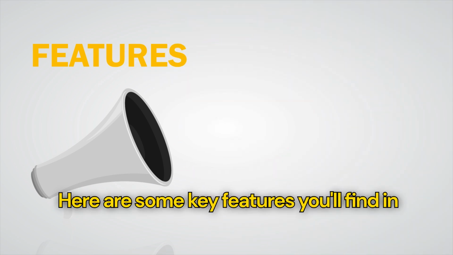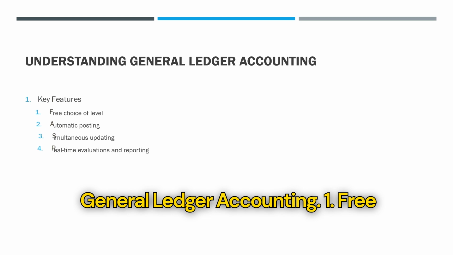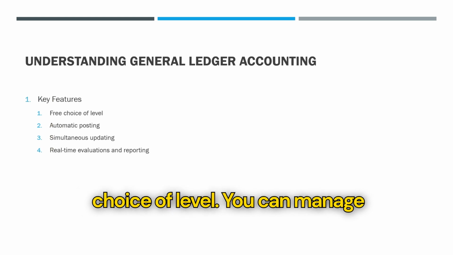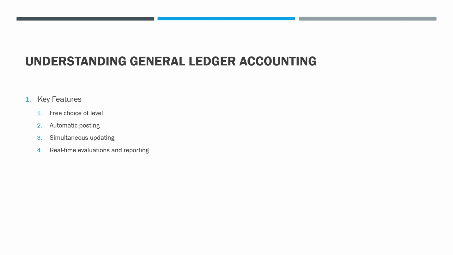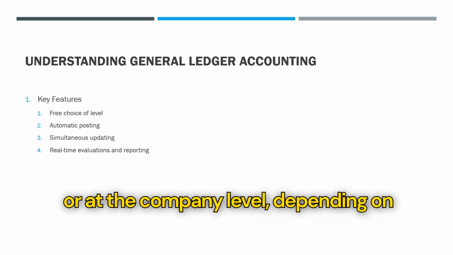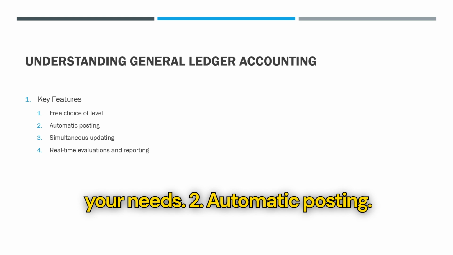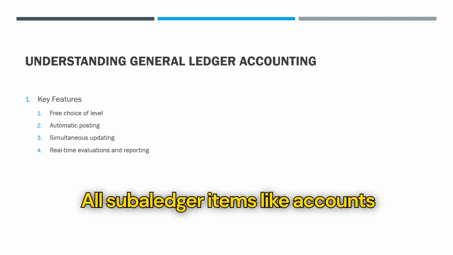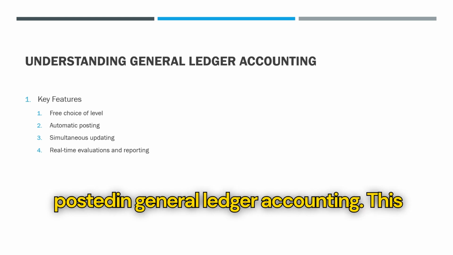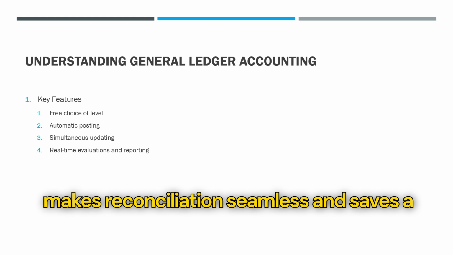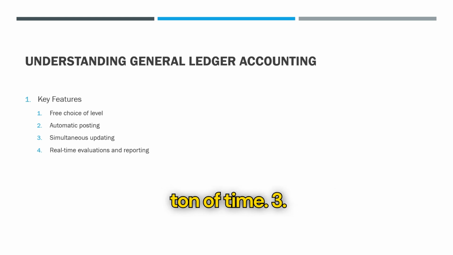Here are some key features you'll find in General Ledger Accounting. 1. Free choice of level. You can manage accounting at the corporate group level or at the company level, depending on your needs. 2. Automatic posting. All sub-ledger items, like accounts payable or receivable, are automatically posted in general ledger accounting. This makes reconciliation seamless and saves a ton of time.